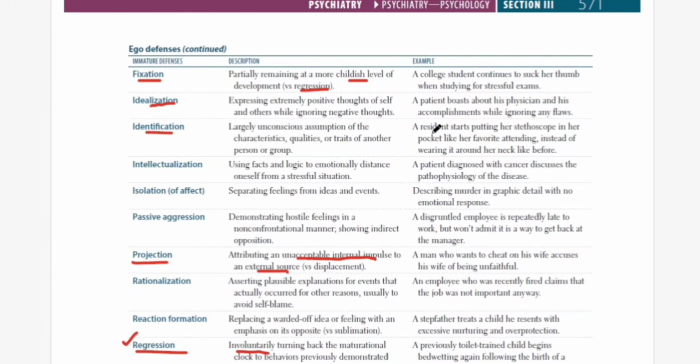For example, this resident starts putting her stethoscope in her pocket like her favorite attending, instead of wearing it around the neck like she used to before. So this is identification. She is trying to be identified like that attending.